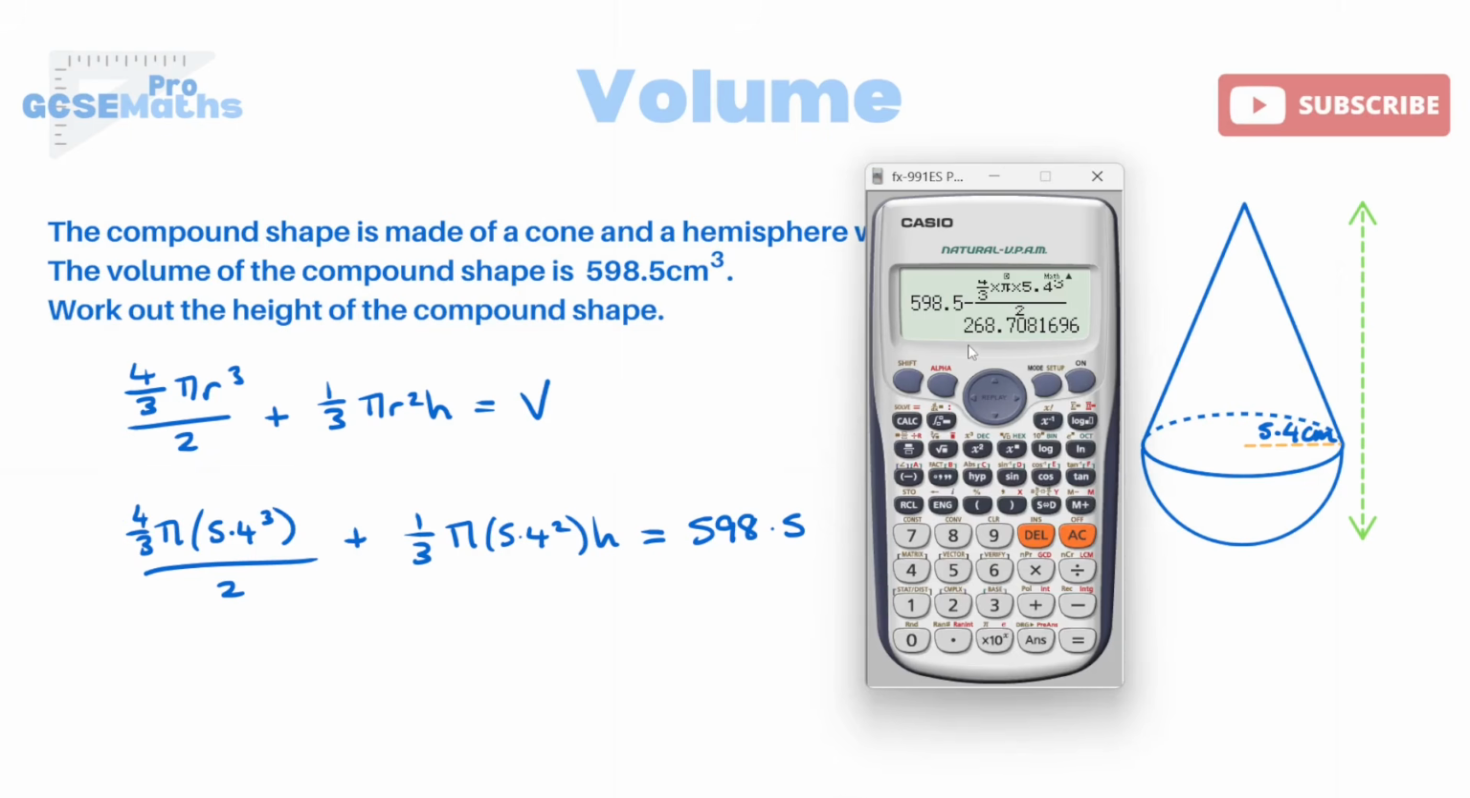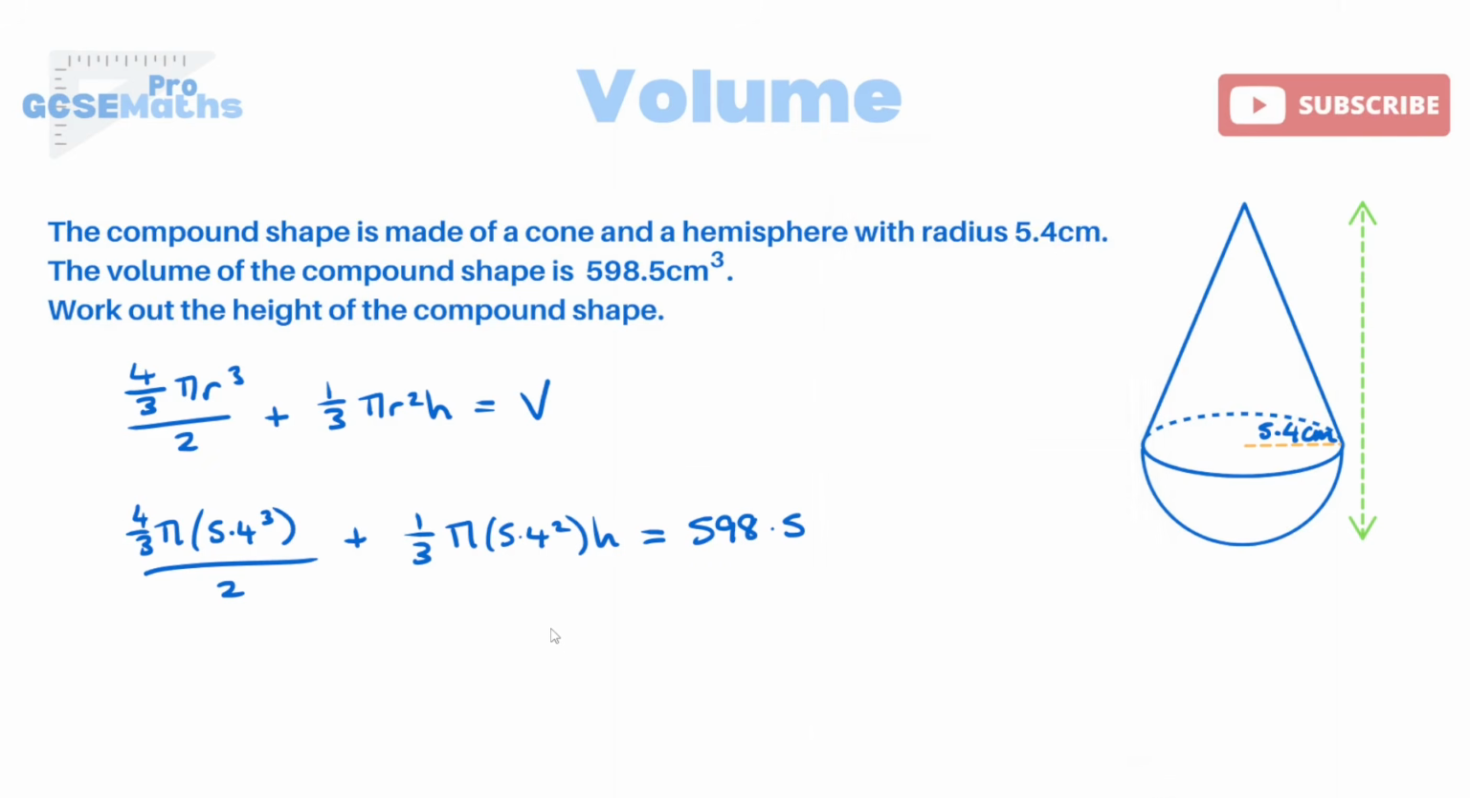So there we go, I just typed it in straight. Obviously, we get loads of decimals. Write down a couple of them, but keep this answer in your calculator for the next bit. So we are left with 268.708... on the right-hand side.